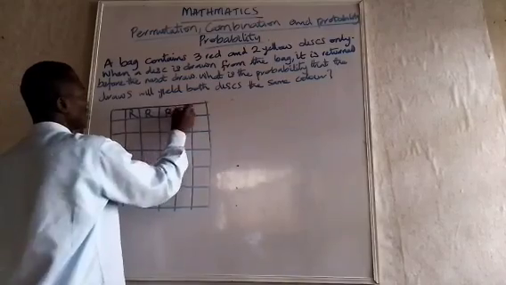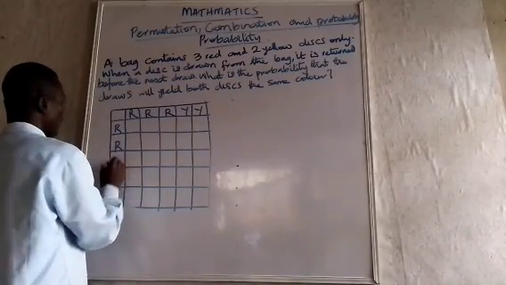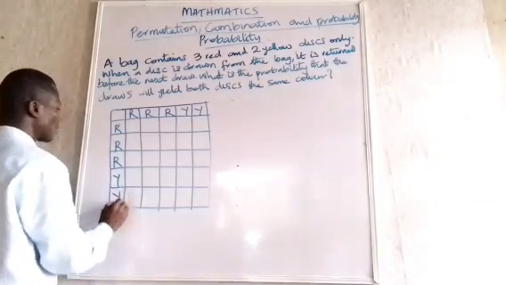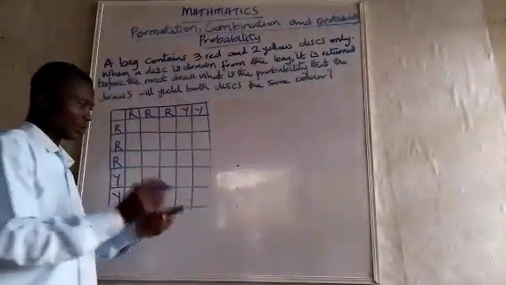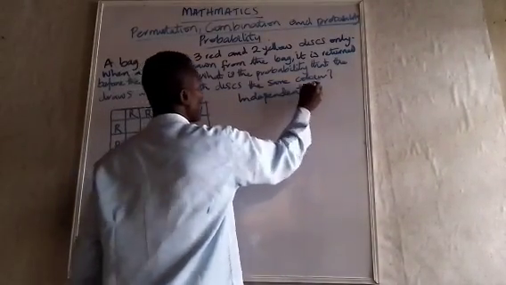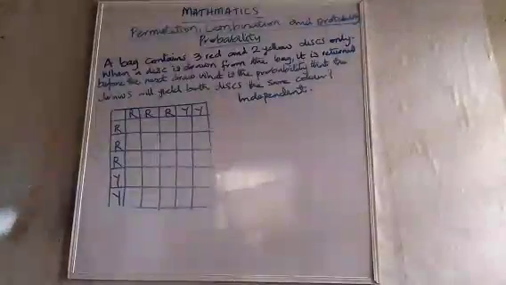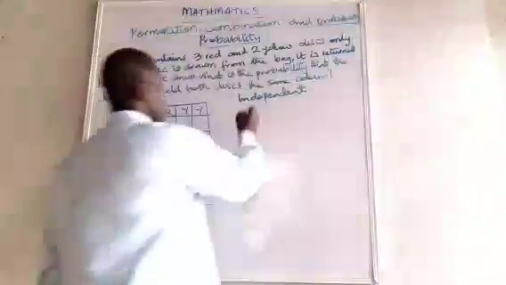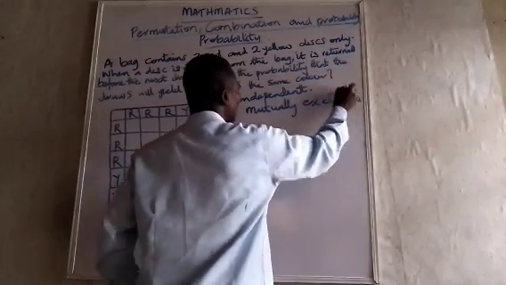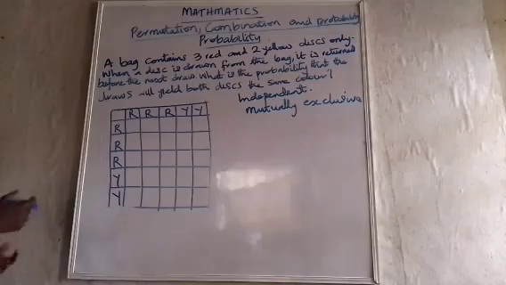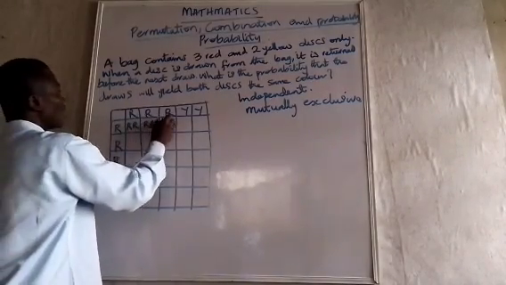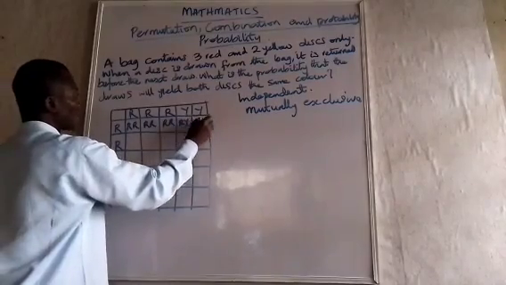Red, yellow, red, yellow. What makes it so easy for us to do this is that the disc is being returned. So one, it is independent. You understand? Independent events. And by the time you look at it again, it is mutually exclusive. So we can easily make them look, and we can do it in a very simple and easy way. Now look at this one. We are going to have RR, RR, RR, RY, RY. Same thing here.